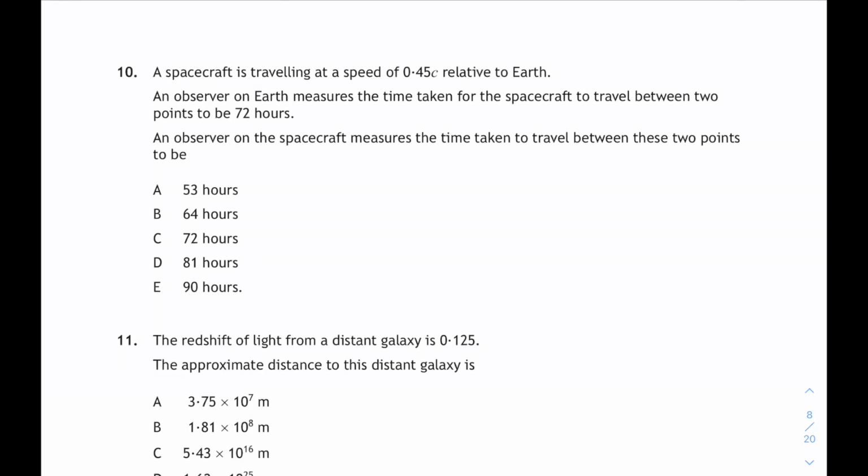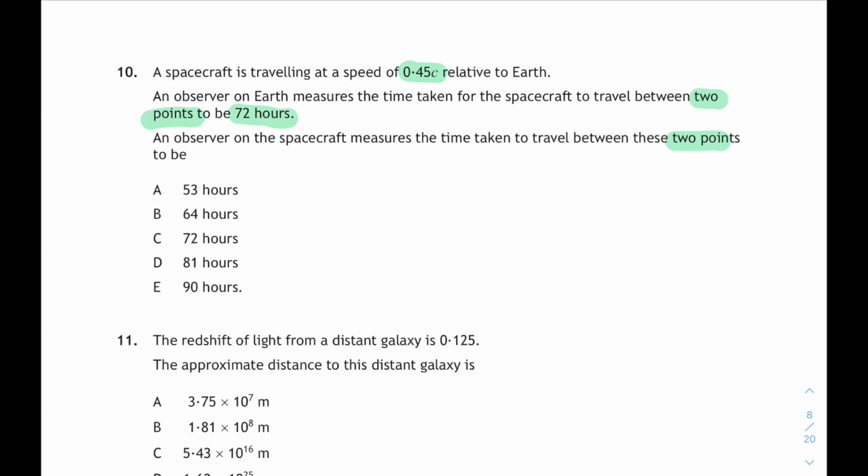The speed of light is constant in all inertial frames of reference. Question 10. A spacecraft is travelling at a speed of 0.45 c relative to the Earth. That's 0.45 times the speed of light. And an observer on the Earth measures the time taken for the spacecraft to travel between 2 points to be 72 hours. An observer on the spacecraft measures the time taken to travel between these 2 points to be... I had real trouble with this one. This is really subtle. The observer on the spacecraft will measure a shorter distance between the 2 points than the observer on the Earth will. This is due to length contraction.